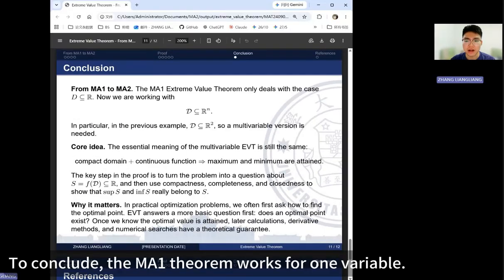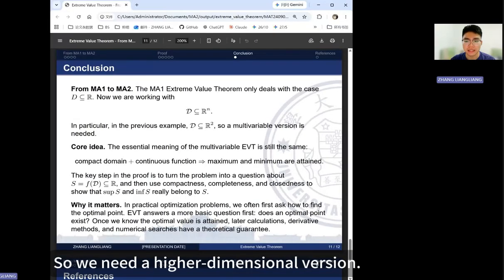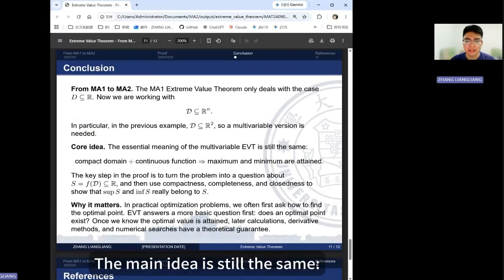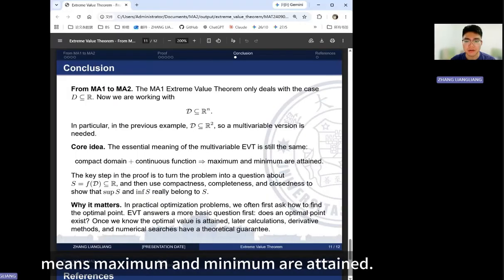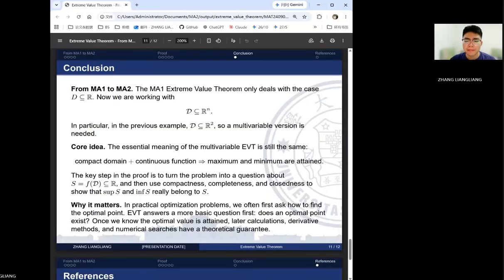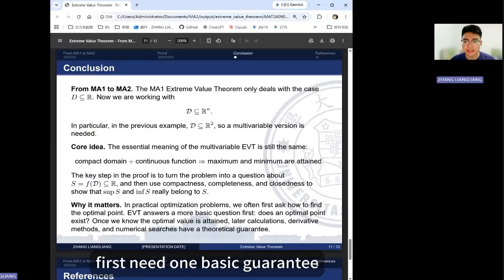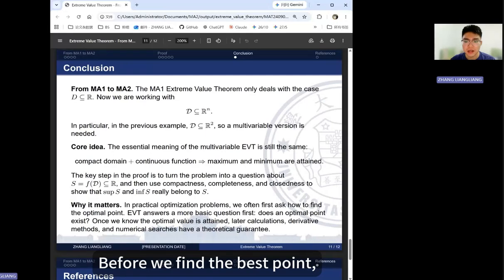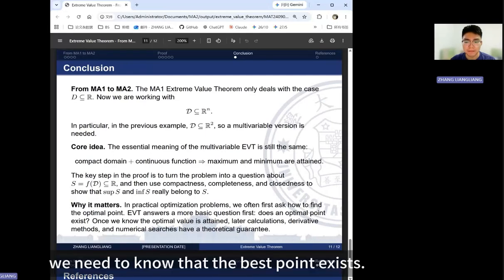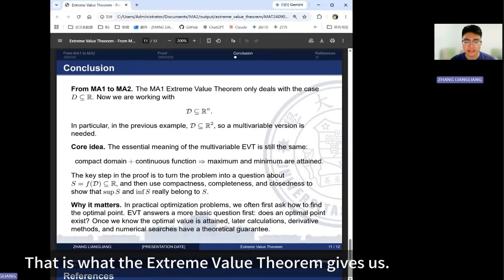To conclude, the MA1 theorem works for one variable, but in MA2, we often work in Rn, so we need a higher dimensional version. The main idea is still the same. A compact domain plus a continuous function means maximum and minimum are attained. This theorem is useful because many optimization problems first need one basic guarantee. Before we find the best point, we need to know that the best point exists. That is what the extreme value theorem gives us.